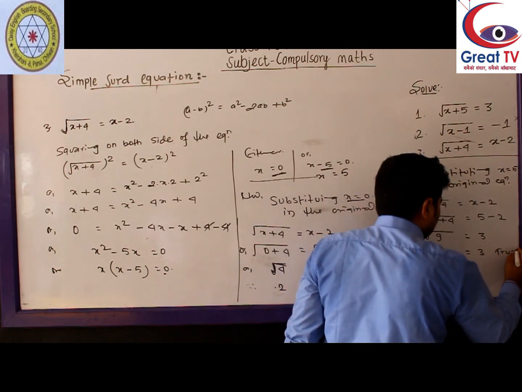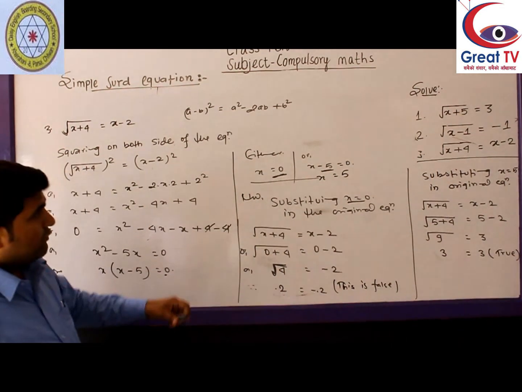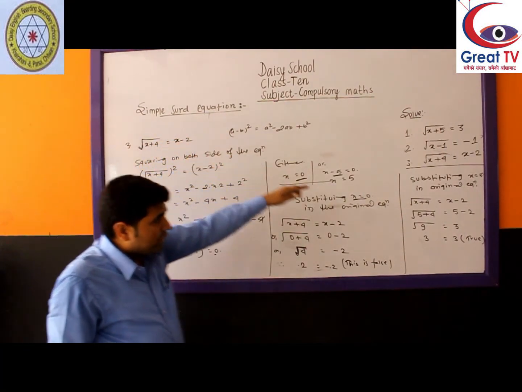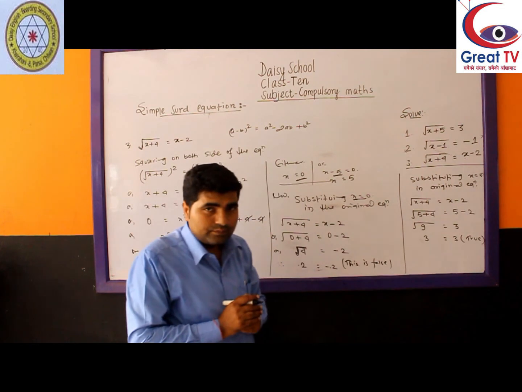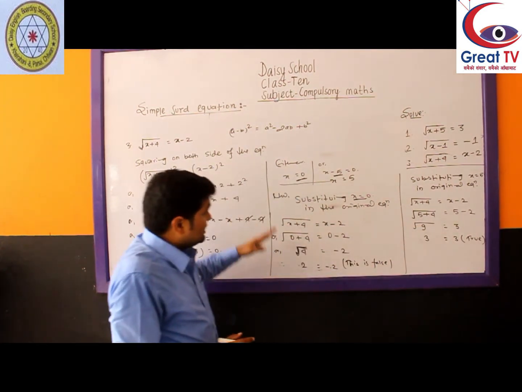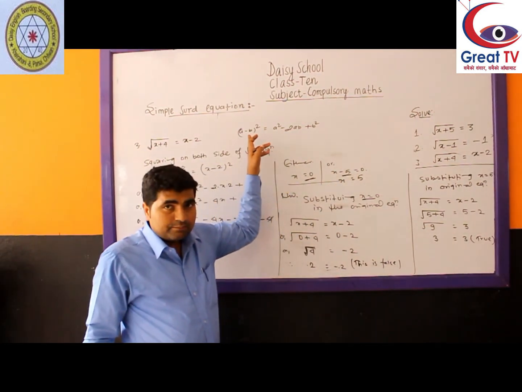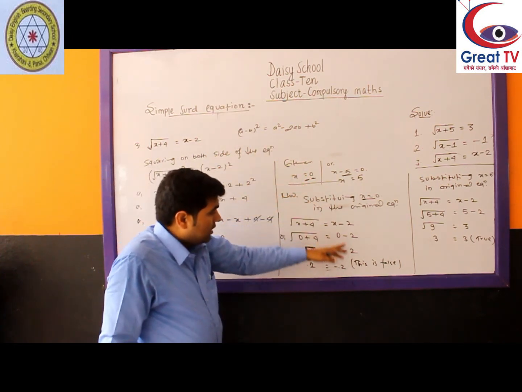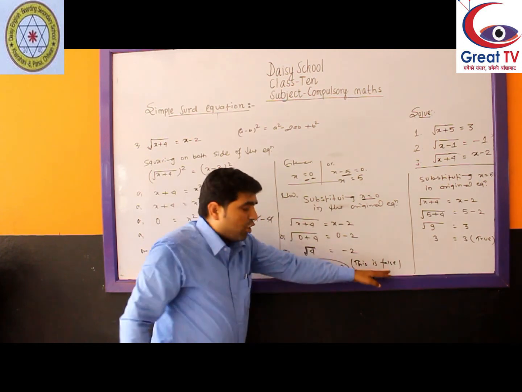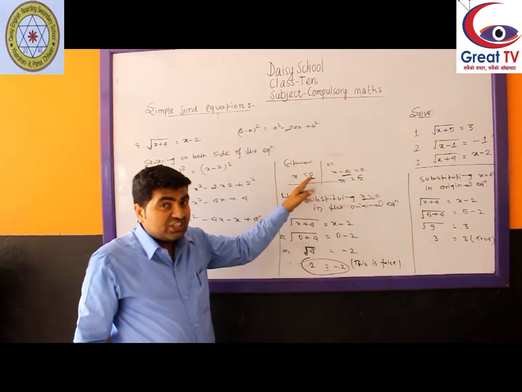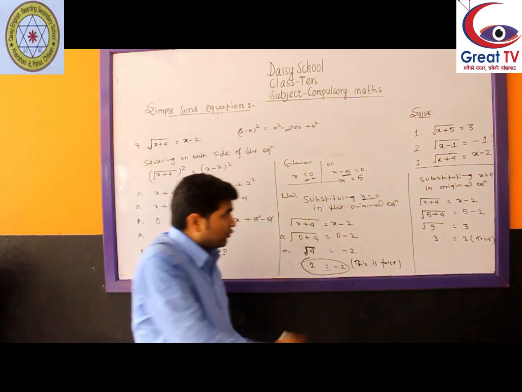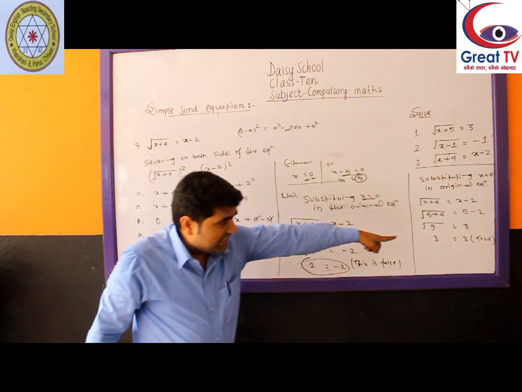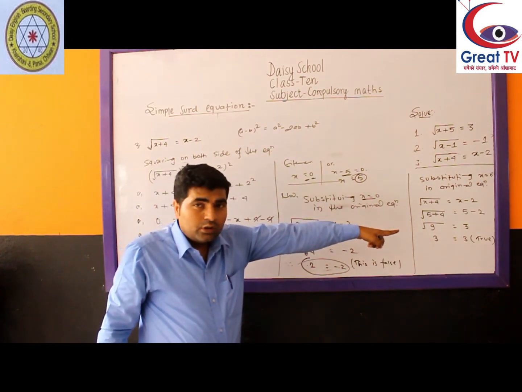This is true. When you put the value of x equal to 5 in the original equation, we get LHS and RHS the same. That means this root is the perfect root of the equation. 0 is the extraneous root of the equation because this condition is false. When you put the value of x equal to 5 in the equation, we get the LHS and RHS parts the same. That is true.